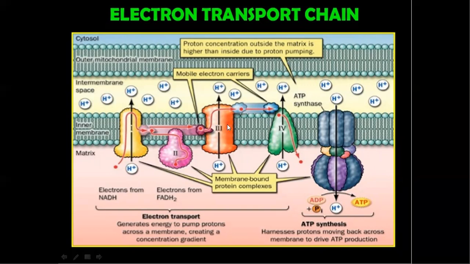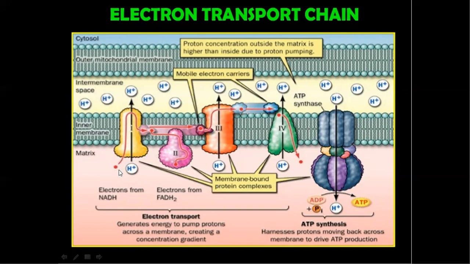Here 5 important components are involved in the electron transport chain: complex 1, 2, 3, 4, and 5. Complex 5 is also called ATP synthase, which is useful for synthesizing ATP at the end of the process. And these complexes are useful as carriers of electrons.